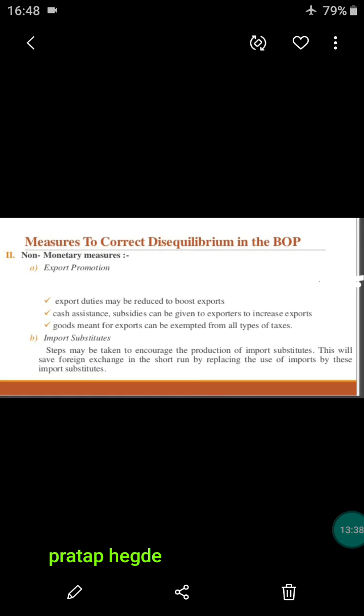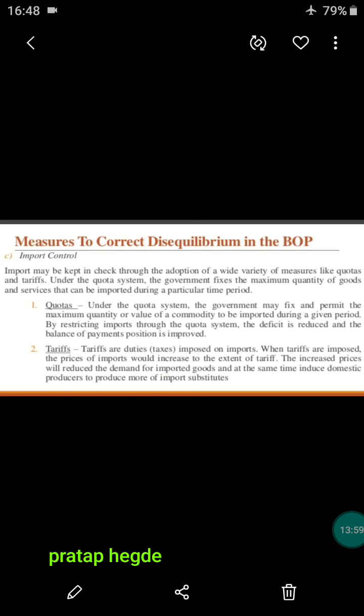The next one is import substitution. Steps may be taken to encourage the production of import substitutes. This will save foreign exchange in the short run by replacing the use of imports by these import substitutes. The next step is import controlling. Import may be kept in control through the adoption of a wide variety of measures like imposing of quotas and tariffs.